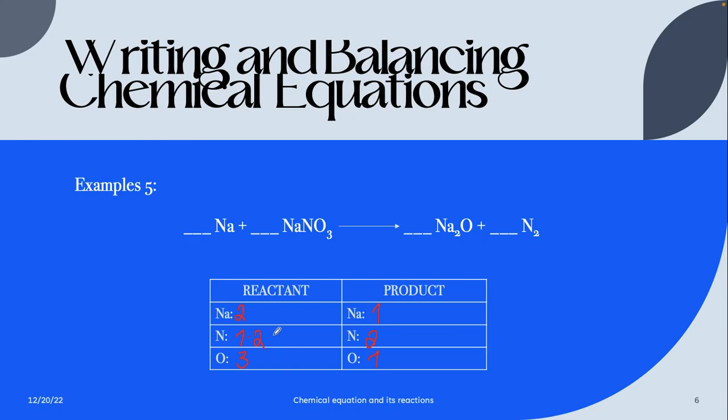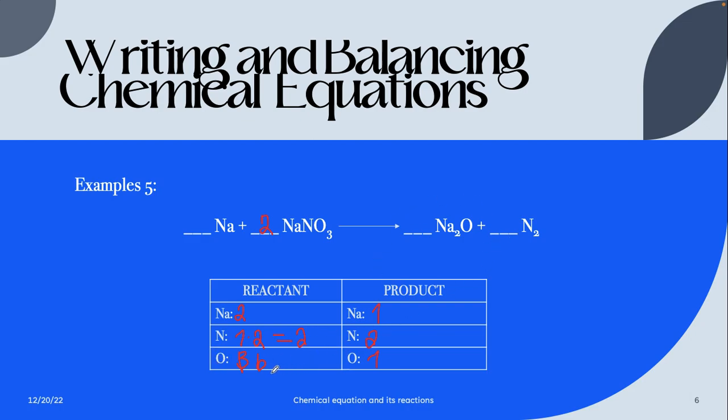So now we have 2. And here we're going to put the 2 up here. And as we need to remember, whatever we place here will affect the rest. So now there are 2 nitrogens and 6 oxygens. Okay?